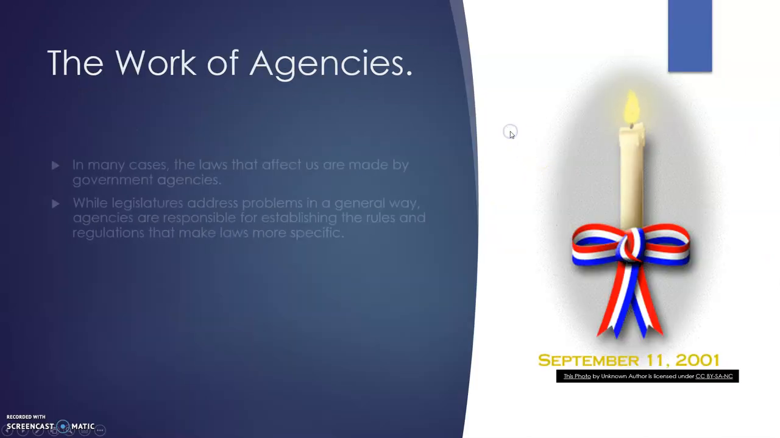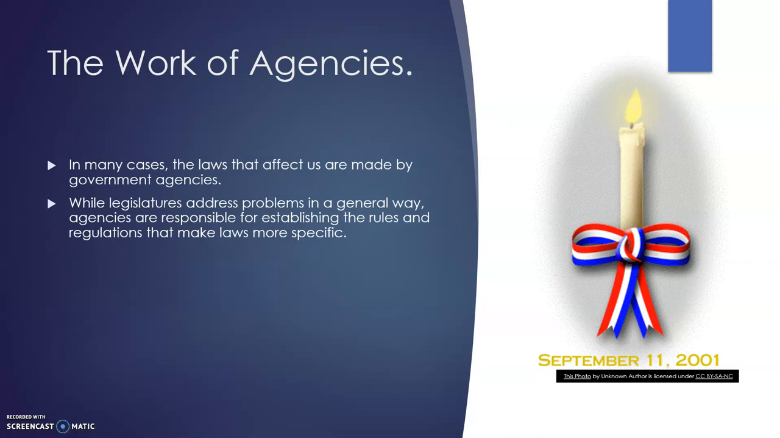Now, the work of agencies. In many cases, the laws that affect us are made by government agencies. So while legislatures address problems in a general way, they might say, hey, we want to stop people from speeding outside of schools. Agencies are responsible for establishing the rules and regulations that make laws more specific. Like, okay, we want people to only go 25 miles an hour. We want kids to stop at the crosswalk. We want people, when they're driving a car, to stop at the crosswalk when kids are crossing. Okay, they're the ones who put the specifics in what we need to follow in terms of the law.